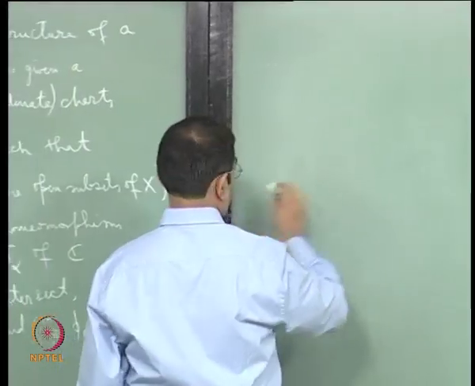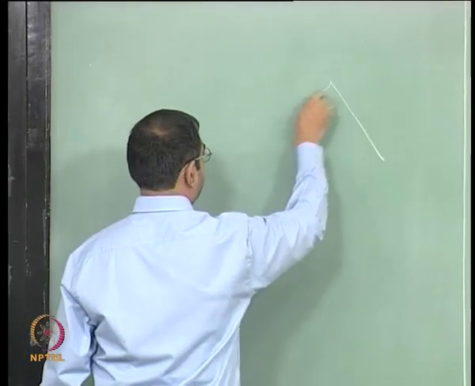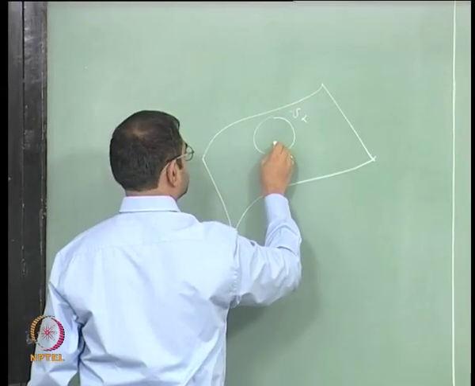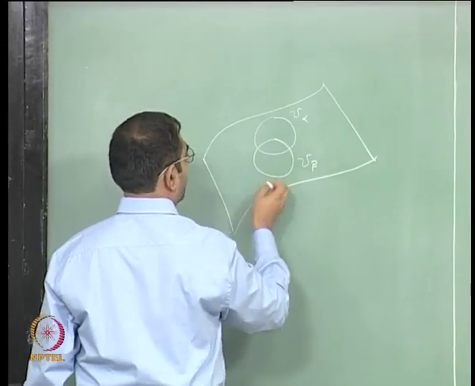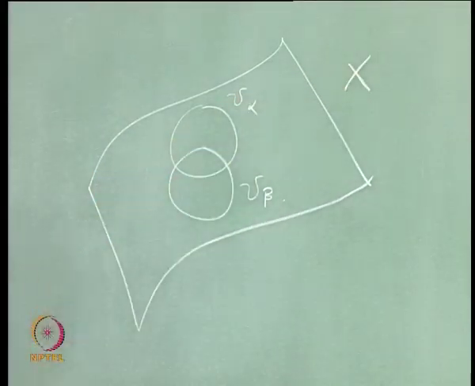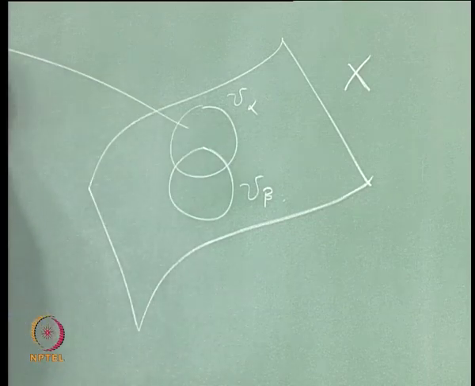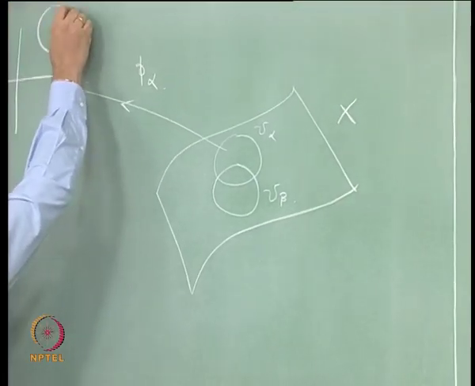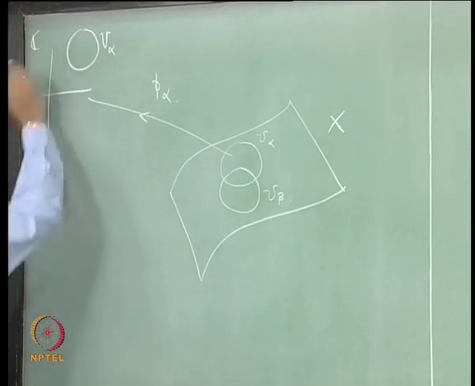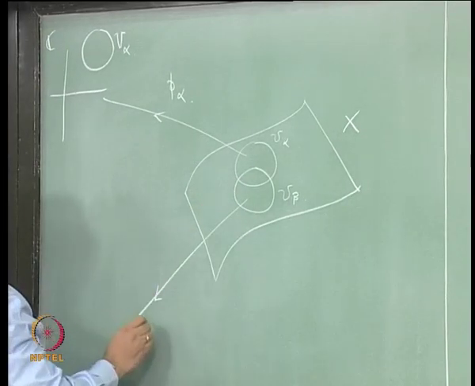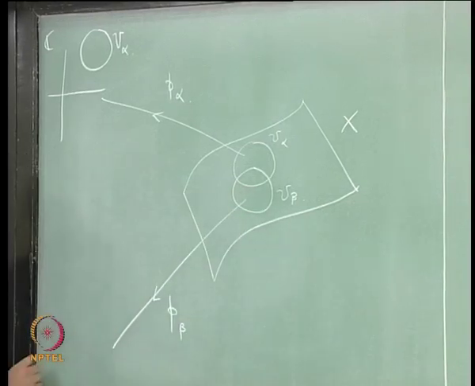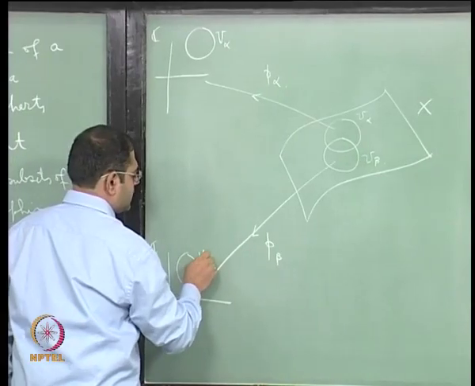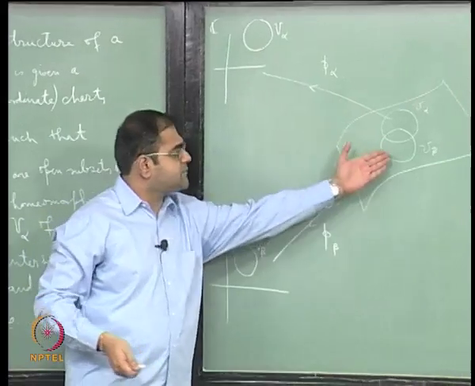Let me again draw a diagram to help you to recall. So here is my U alpha, and here is my U beta. And these are two open sets on the Riemann surface, and we have from here this map phi alpha, which is a homeomorphism onto a certain subset which I call V alpha in the complex plane, and there is another homeomorphism phi beta which identifies U beta with again an open subset V beta on the complex plane.